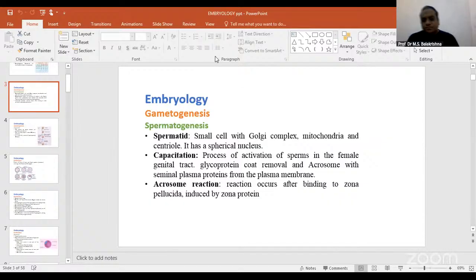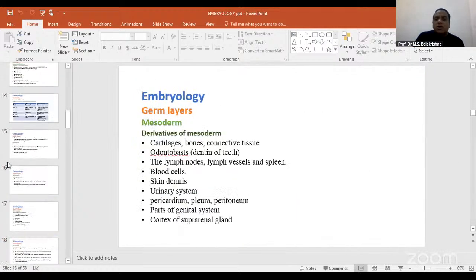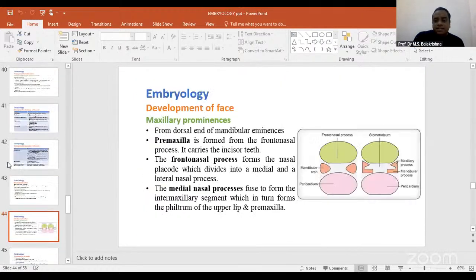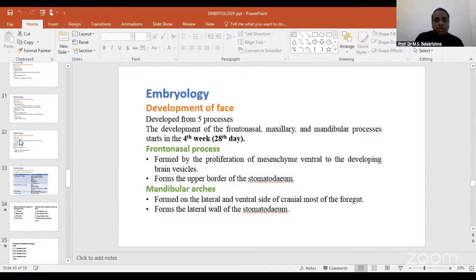So spermatid is a singular term. It is a small cell with Golgi complex, mitochondria, and centriole, and it has a spherical nucleus. Then you have your next thing. The next definition you should be aware of is spermatogenesis, what we are talking about.